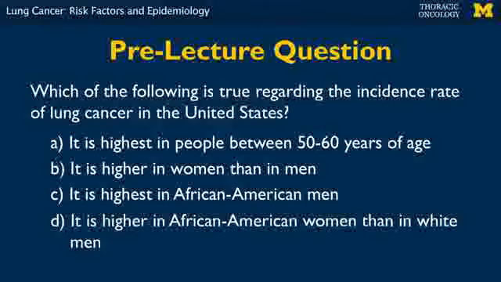Our pre-lecture question, which we'll come back to for the answer at the end of the lecture, is which of the following is true regarding the incidence rate of lung cancer in the United States? It's highest in people between ages of 50 and 60. It's higher in women than in men. It is highest in African American men. It is higher in African American women than in white men.